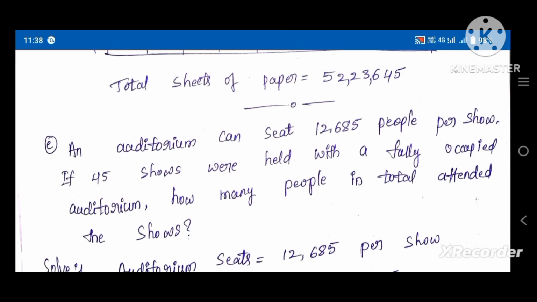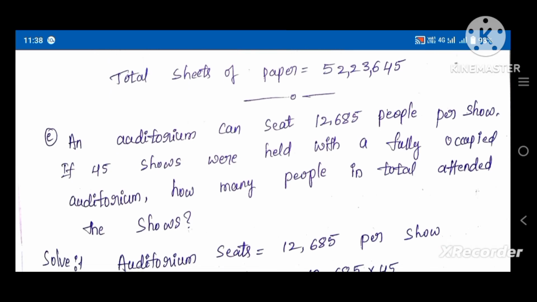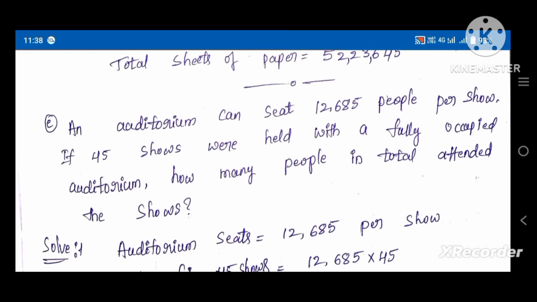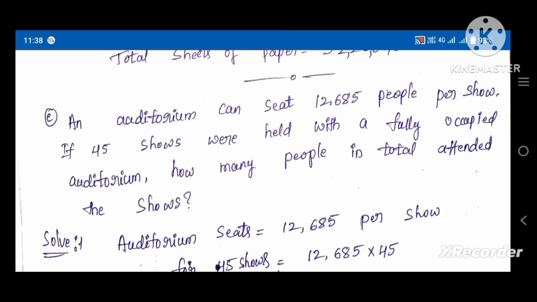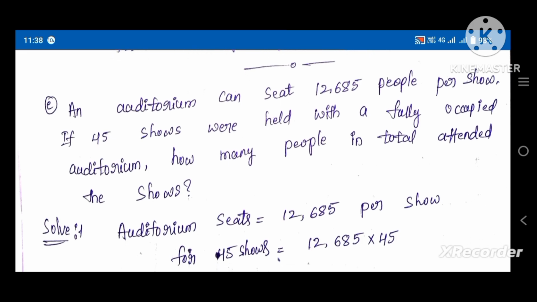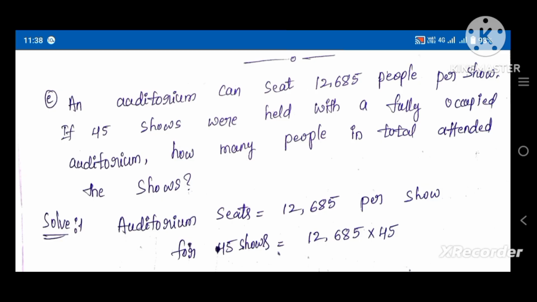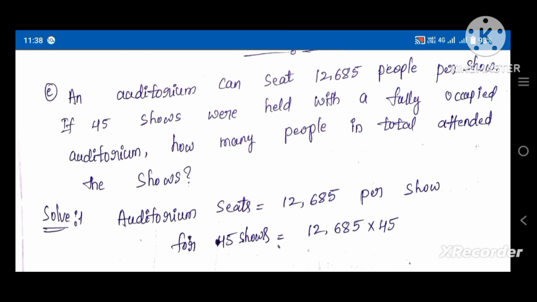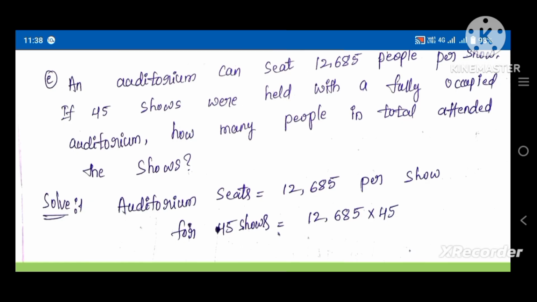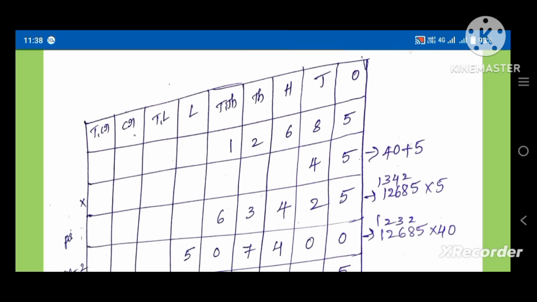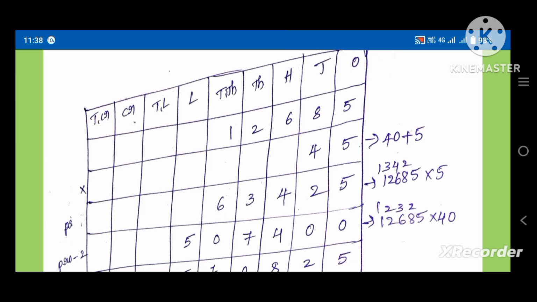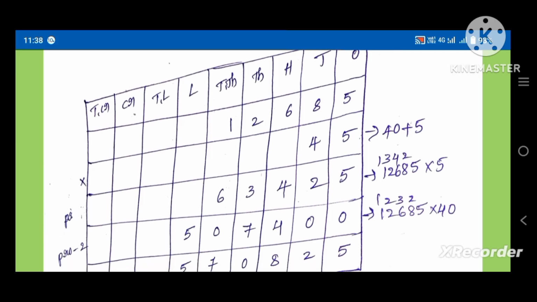Question number E. An auditorium can seat 12,685 people per show. If 45 shows were held with a fully occupied auditorium, how many people in total attended the shows? Solve. Auditorium seats is equal to 12,685 per show. For 45 shows is equal to 12,685 into 45.